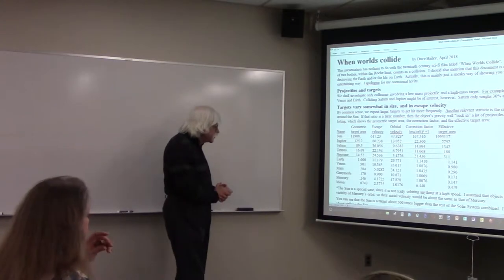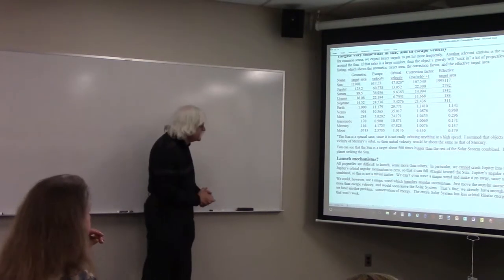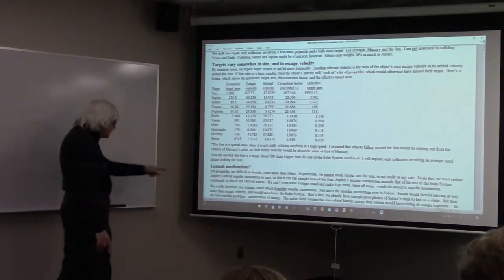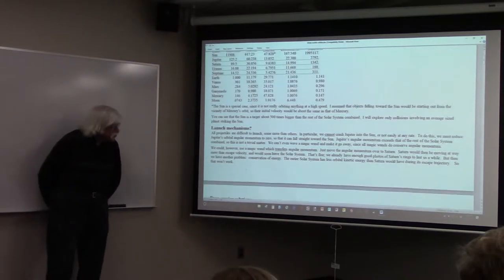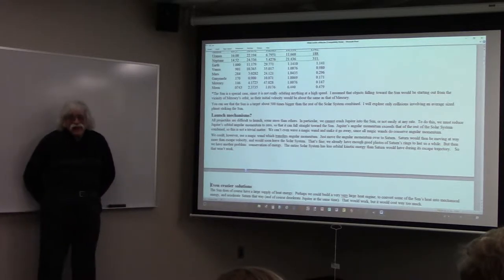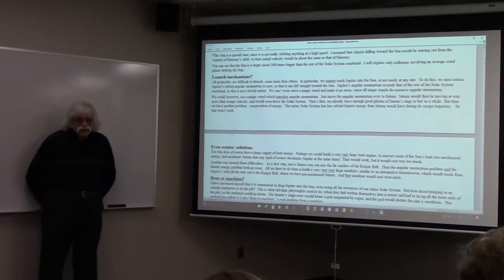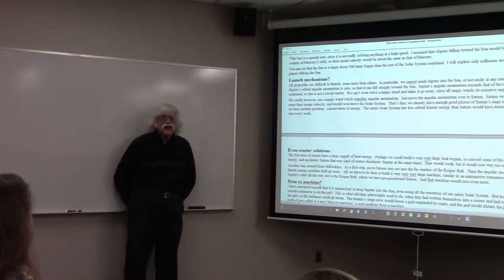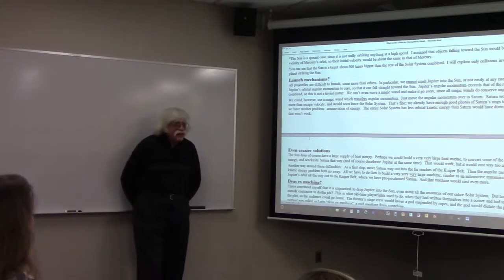Let's pan up a bit. Okay. All projectiles are difficult to launch, and some more than others. And it turns out that the really spectacular ones can't be launched. There's no way of launching Jupiter and crashing it into anything. Jupiter has more angular momentum than the entire rest of the solar system combined. And so forget Jupiter as a projectile. And likewise, Saturn. And Uranus and Neptune.